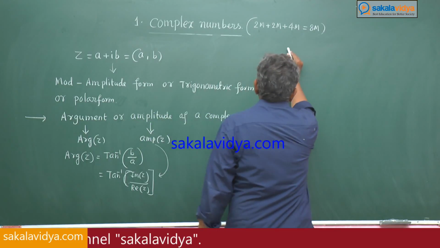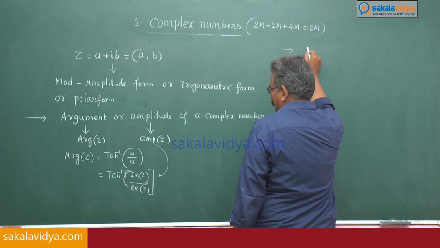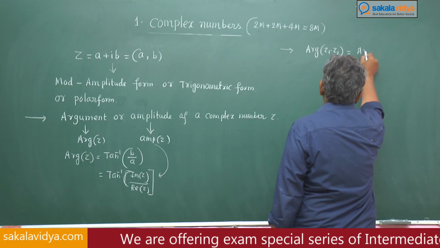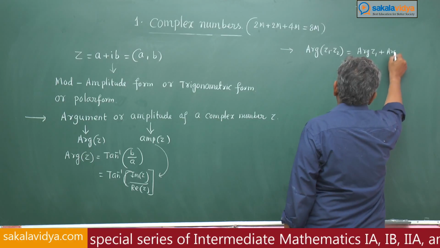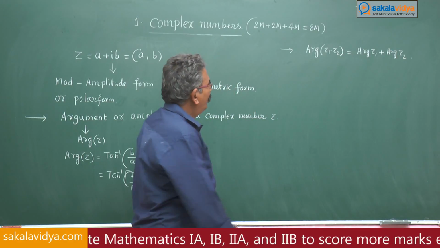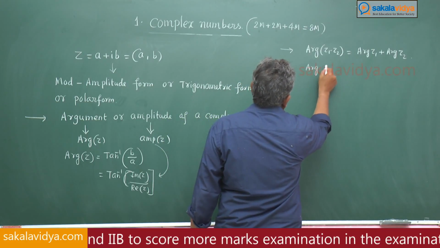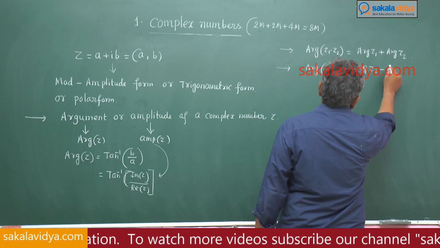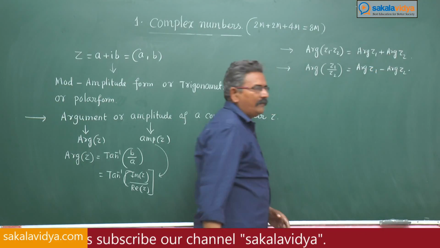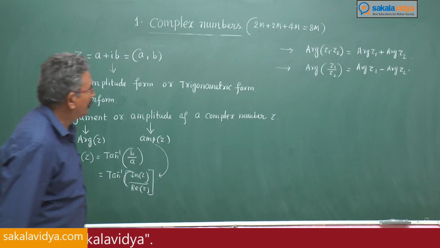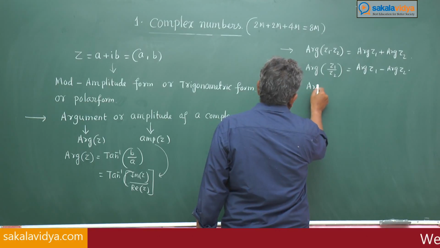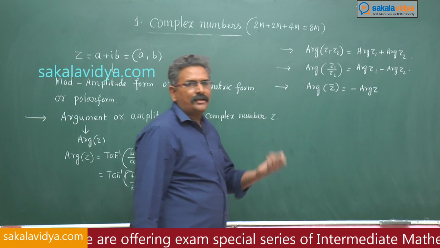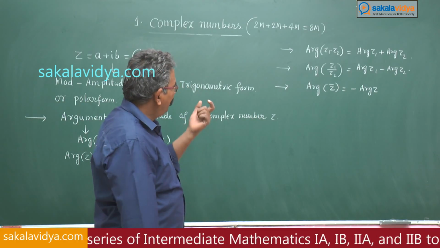So first, some properties of these arguments. See, arg of Z1 into Z2 is nothing but arg Z1 plus arg Z2. What is the argument of Z1 by Z2? That is arg Z1 minus arg Z2. These formulae are very important while solving problems. What is arg z bar? Arg z bar is equal to minus arg z. Suppose the arg z is theta, then arg z bar will be minus theta.